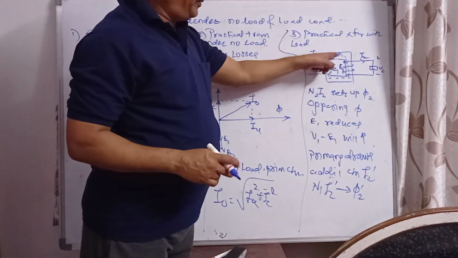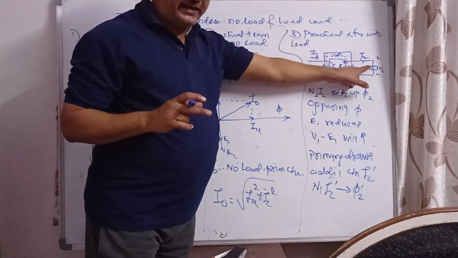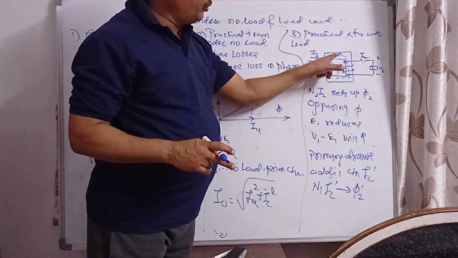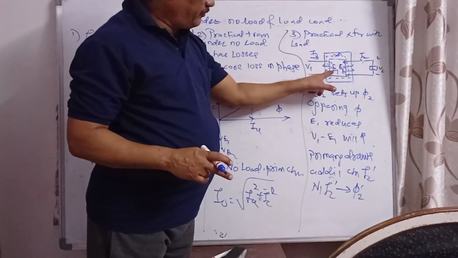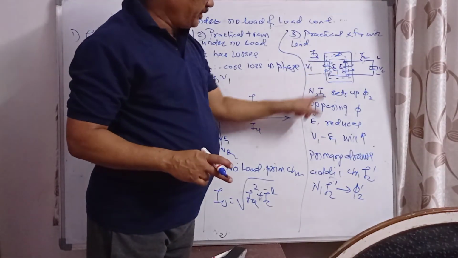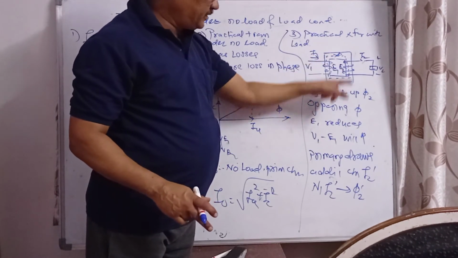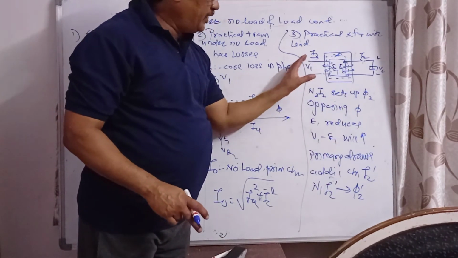N1 I1 sets up phi. When load is connected, N2 I2 will set up phi 2. Phi 2 will oppose phi. Phi is opposed, so E1 will reduce. V1 minus E1 will increase. So primary will draw additional current. That additional current is indicated as I2 dash. So N1 into I2 dash will induce phi 2 dash.